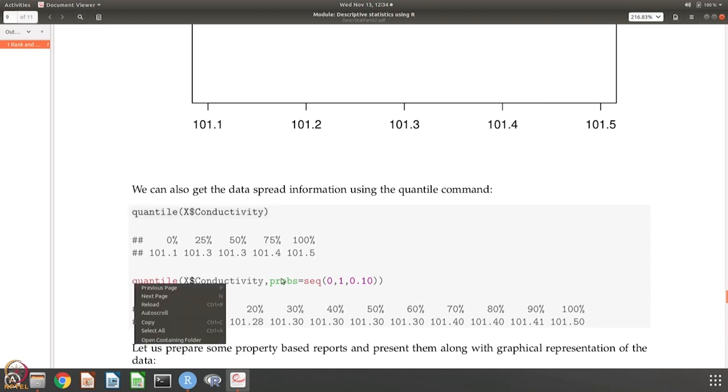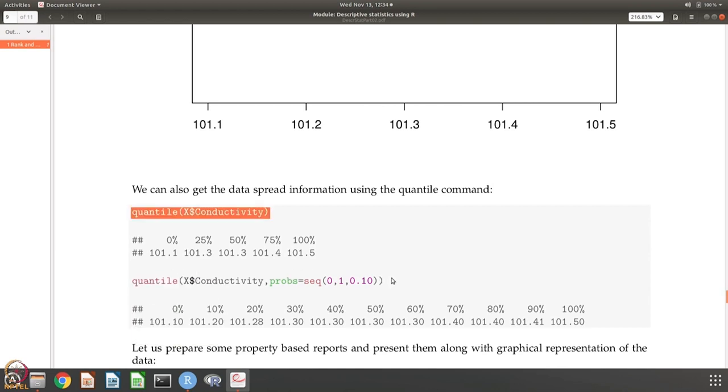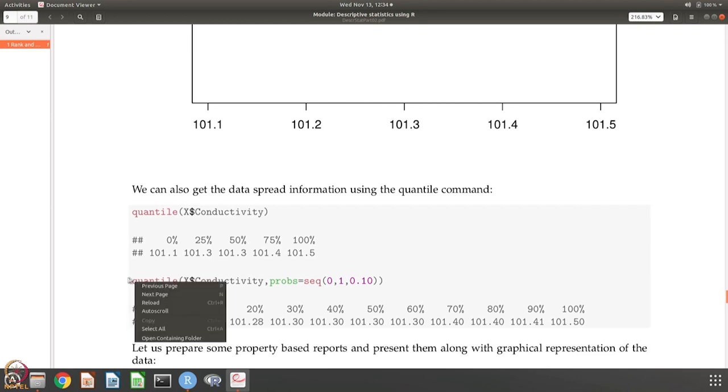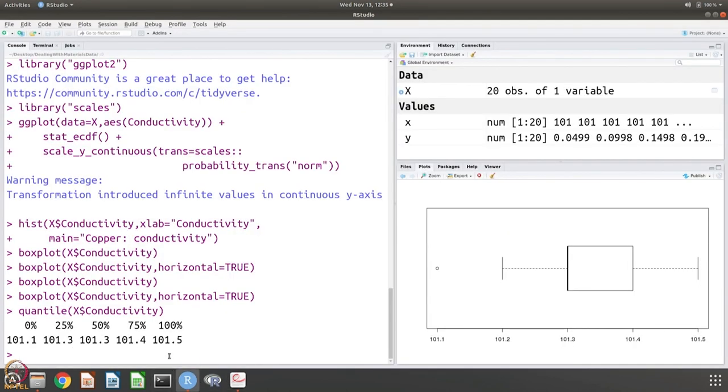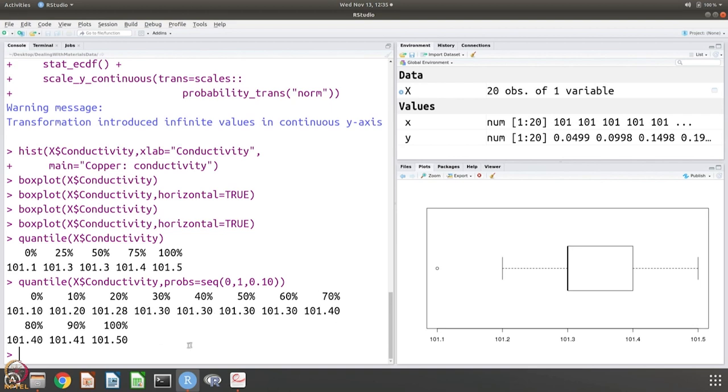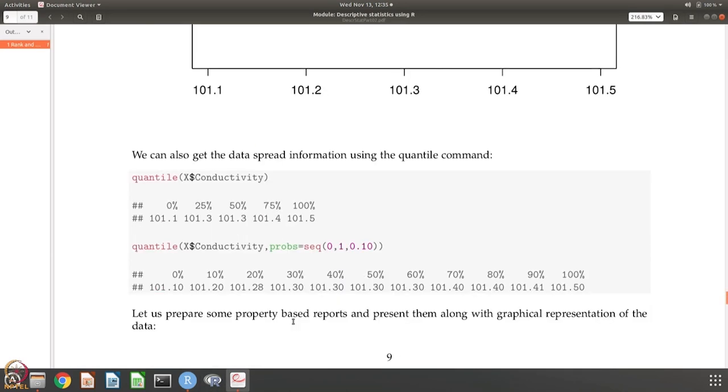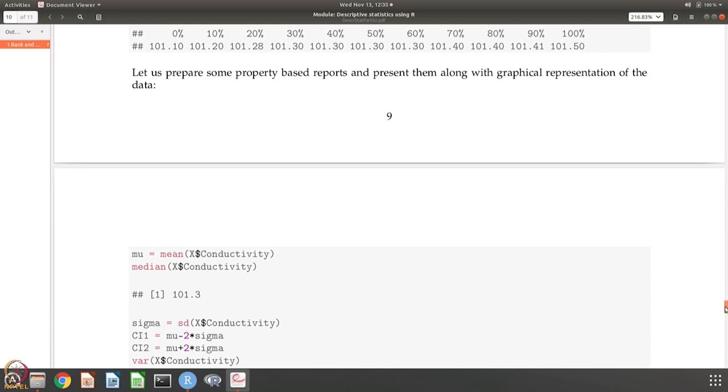It gave you only 0, 25, 50, 75, etcetera. So, you can decide that you want to have more information than that by explicitly giving that. So, here we again want quantile, but instead of the default 0, 25%, etcetera, we want to go in 10%, so 0, 10, 20, etcetera. So, you can get the quantile. This again gives you some information about the spread of the data. Okay. And these are all the rank based ways of representing the data.